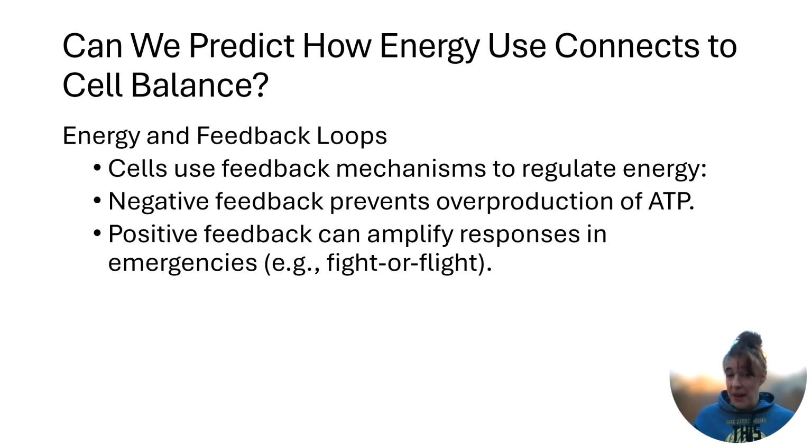We also have feedback loops. Cells use feedback mechanisms to regulate energy. We have negative feedback, which is going to prevent overproduction, and positive feedback can amplify responses in an emergency. That's going to be that fight or flight.